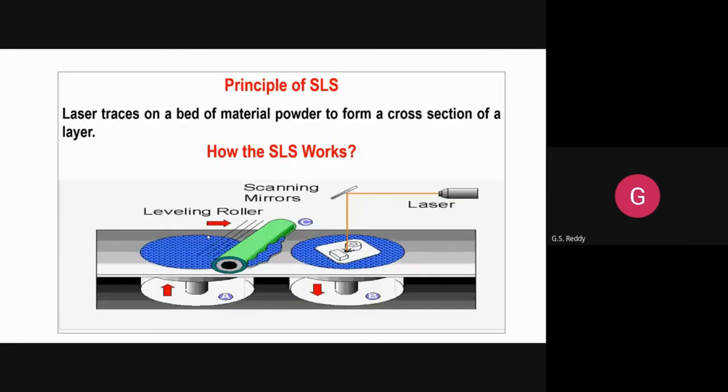The principle of SLS is that the laser traces on a bed of material powder to form the cross-section of a layer. How SLS works is shown here. The mirror deflects the laser beam, and it moves over the powder bed, and this roller is rolling.